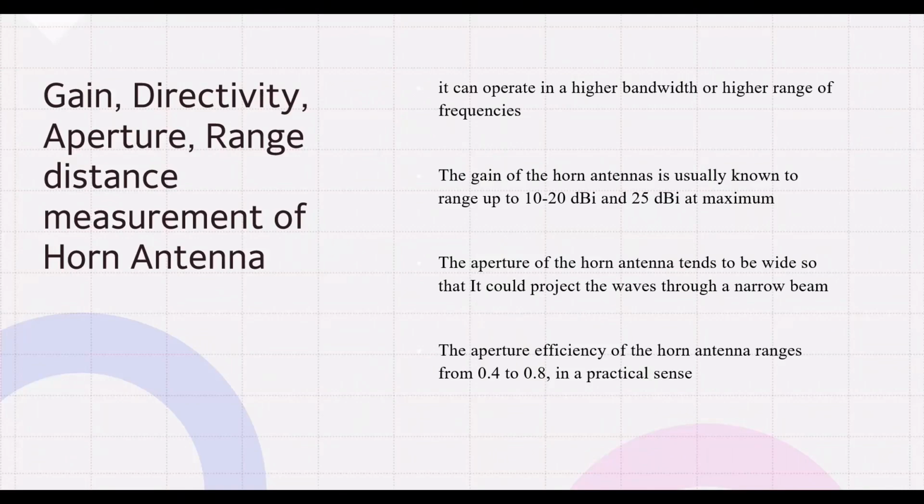The aperture depends on the type of horn antenna since there are various types. The aperture efficiency of the horn antenna ranges from 0.4 to 0.8 in a practical sense. This increases when the length of the horn increases. Since horns have slight losses, the directivity of the horn is almost equivalent to the gain.